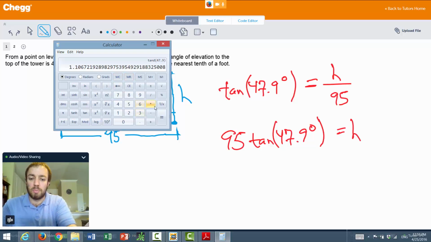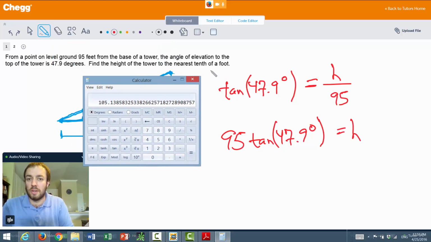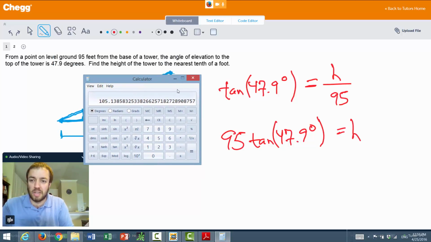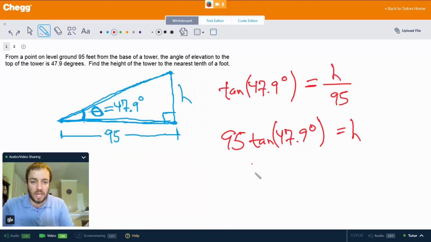And remember, we're multiplying this by 95. That's going to be about 105. So h is about 105.1. Remember, we're told to round to the nearest tenth of a foot, that's one decimal place. So h is about 105.1 feet. We do want to be thorough and make sure that we answer with our units in there.